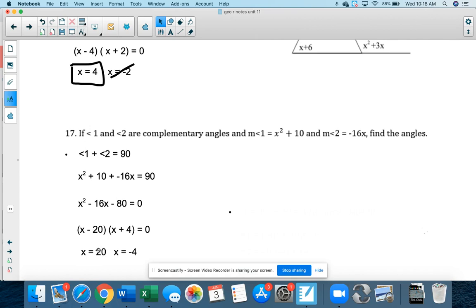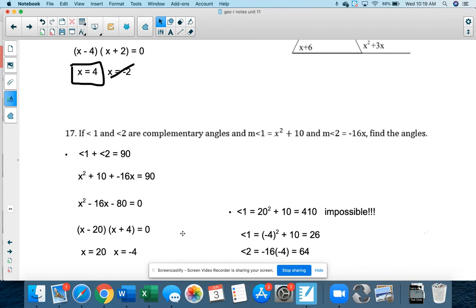And then I set each of these equal to 0 and solve, which just results in the signs being different. So that gives me x equals 20, and this gives me x equals negative 4. And this one, they want me to find the angles. So I'm going to substitute in for my angles. Now this one, the 20 is the one that does not work. If I plug in 20 for x squared, 20 squared is 400, and 400 plus 10 is 410. That's impossible. So in this particular case, it's the negative answer that works. So angle 1 is negative 4, squared is 16 plus 10 is 26, and angle 2 is negative 16 times negative 4, which is positive 64.